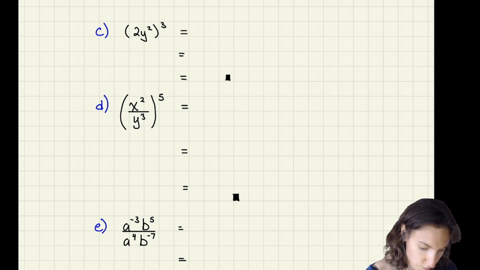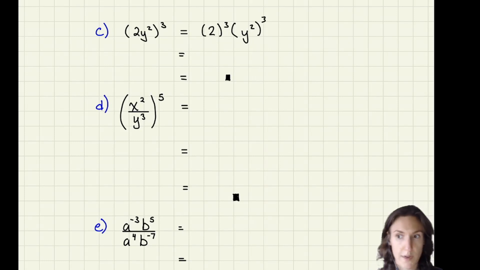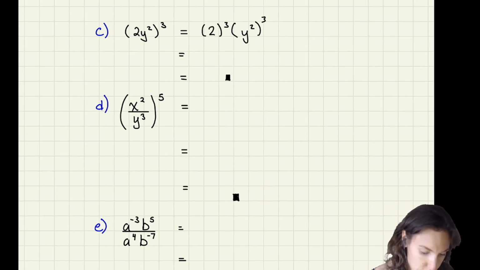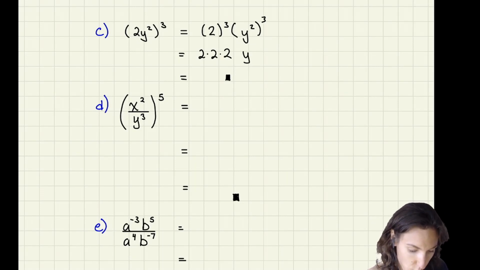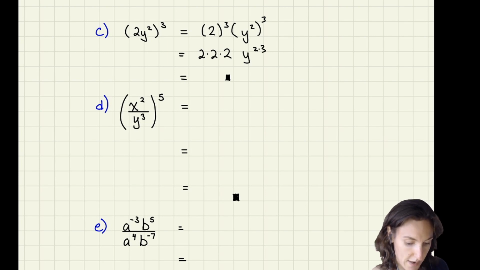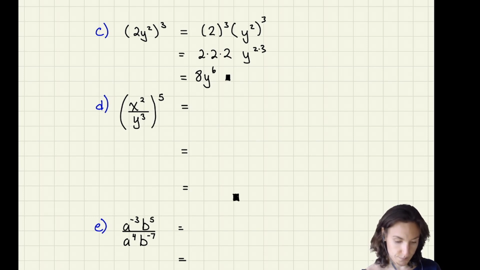So the 2 is going to get multiplied out 3 times, and the x squared will also get multiplied out 3 times. Okay, so 2 to the 3, or 2 times 2 times 2, that's going to be 8. And then I have y 2 times 3. So I'm going to get 8 y to the power of 6.